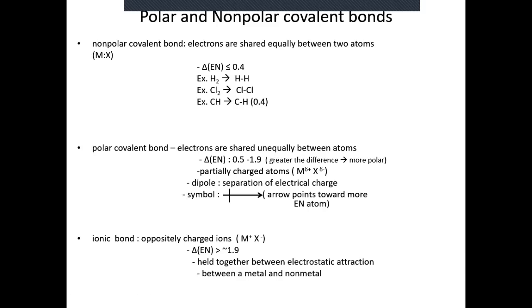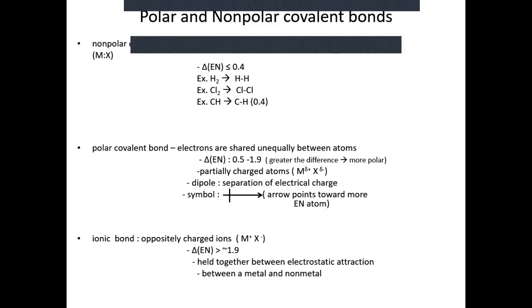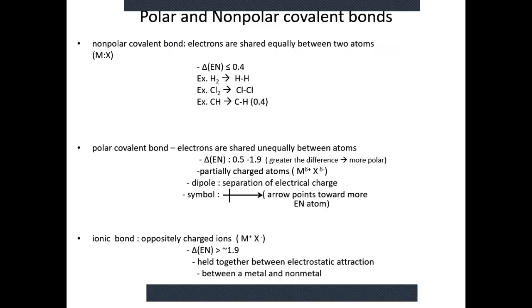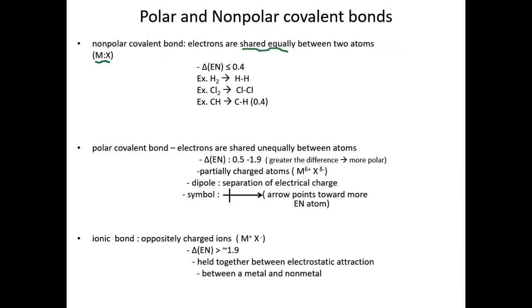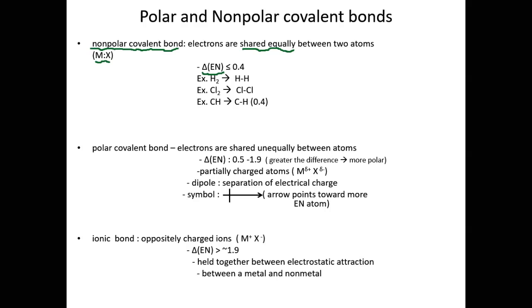A nonpolar covalent bond is when there's equal sharing of electron density between the two atoms. It's denoted with something that looks like this. The key thing is shared equally between two atoms. This is determined by the difference in electronegativity between the two atoms in the bond. If it's less than or equal to 0.4, it's classified as a nonpolar covalent bond. You could think of it as two people playing tug of war, and they're both the same size, so they're pulling equally on the rope.